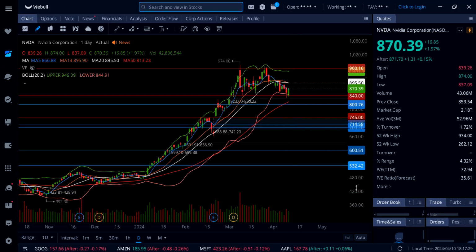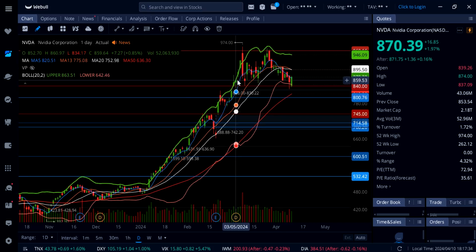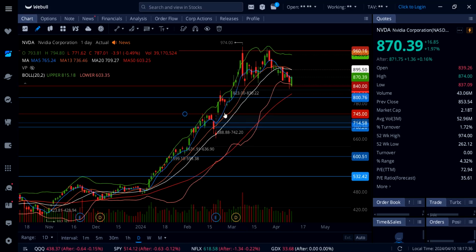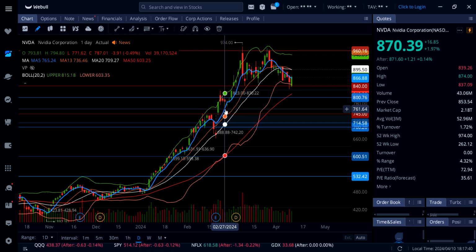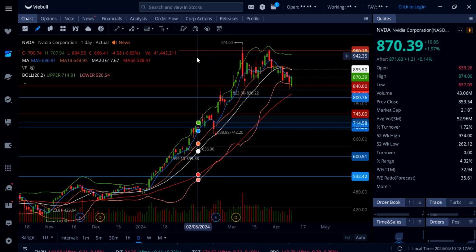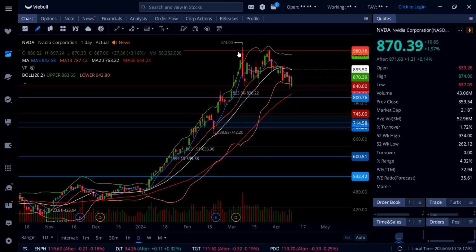So despite the selling in this market and hotter than expected inflation, well, guess what, guys? Nvidia does not care. The AI boom is here, and this thing is up, and now it's trading over 866.88, holding the 5-day moving average. Also keep in mind, Nvidia is not on a breakout. We got an absolute double top right here on Nvidia stock.